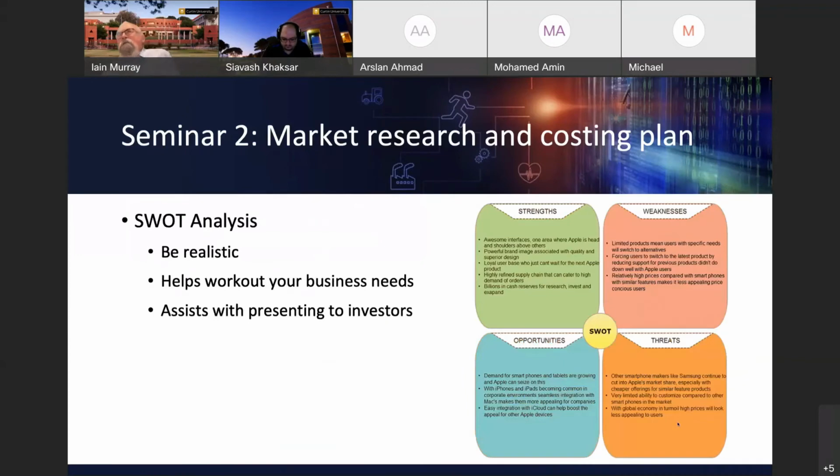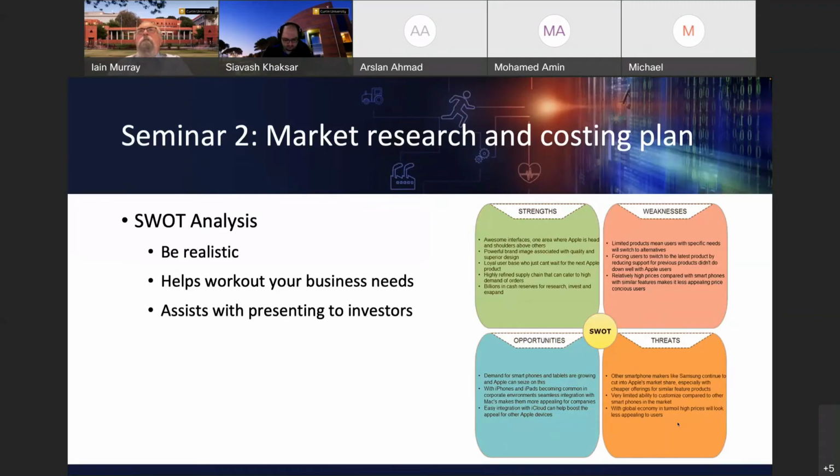Okay, next thing we need to do is a SWOT analysis. Now, most people are familiar with these: strengths, weaknesses, opportunities, and threats. It's one of the first things any investor in your idea would want to see. They want to see what makes your product good.